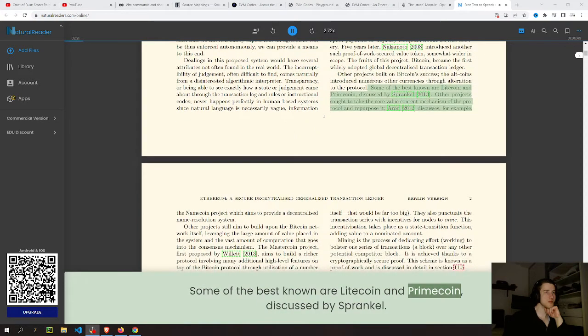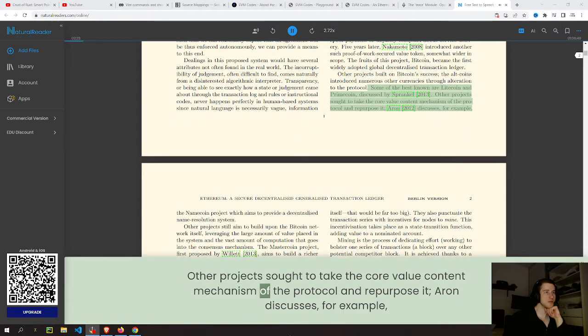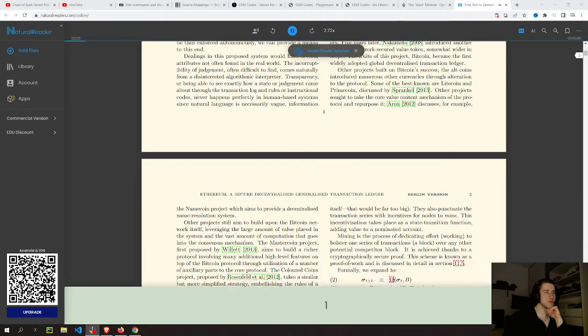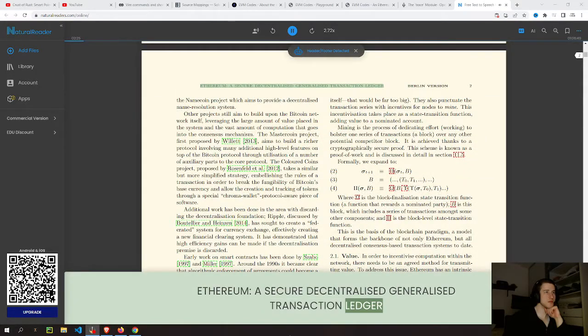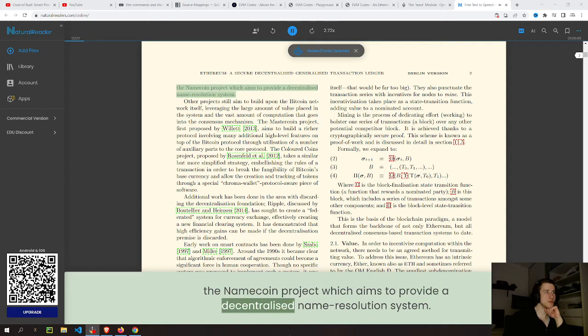Some of the best known are Bitcoin and Namecoin, discussed by Sprinkle. Other projects sought to take the core value content mechanism of the protocol and repurpose it. Aaron discusses, for example, 1. Ethereum, a security centralized generalized transaction ledger. Berlin version. 2. The Namecoin project, which aims to provide a decentralized name resolution system.